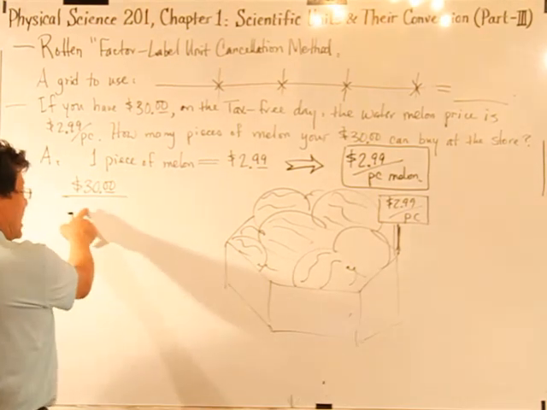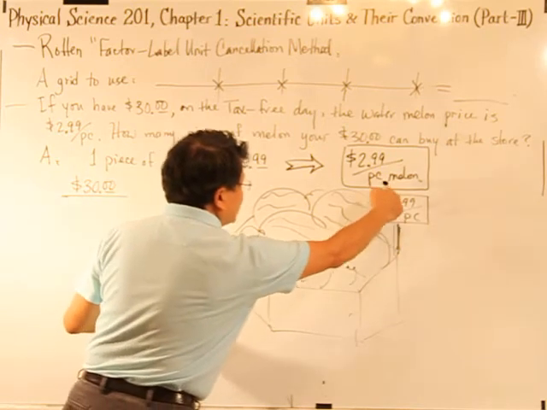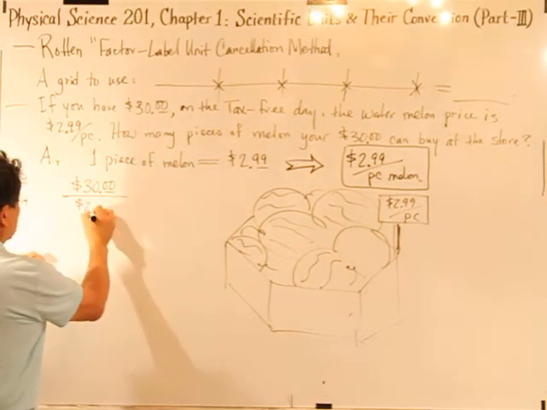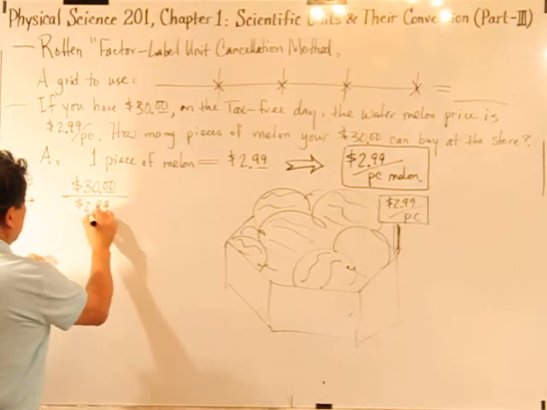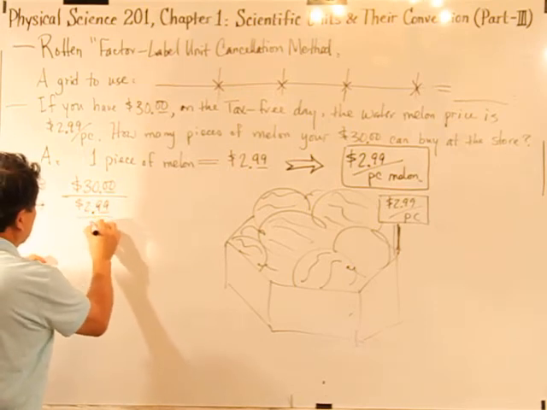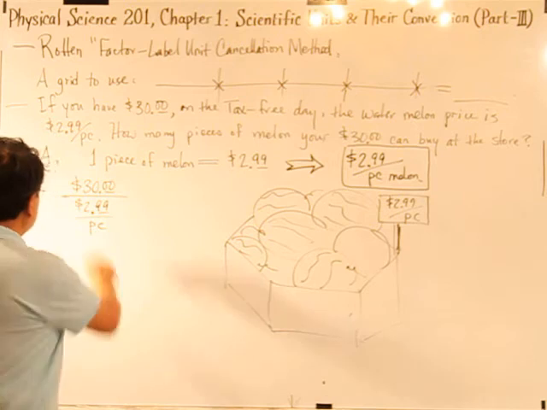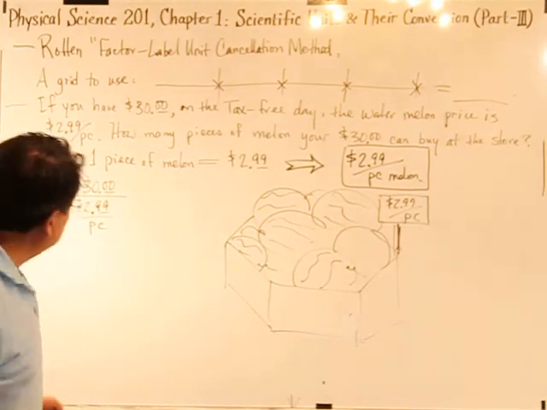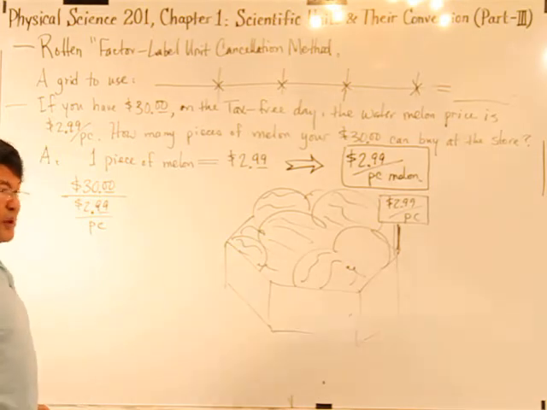So what is the price tag? Well, I said $2.99 per piece. So you put $2.99, the price tag, as the denominator of the fraction. Now this is what we call a complex fraction, or not, whichever it is. Then what do you remember?